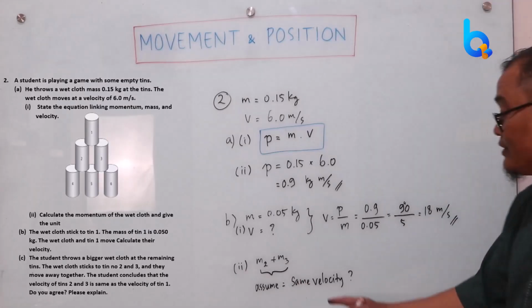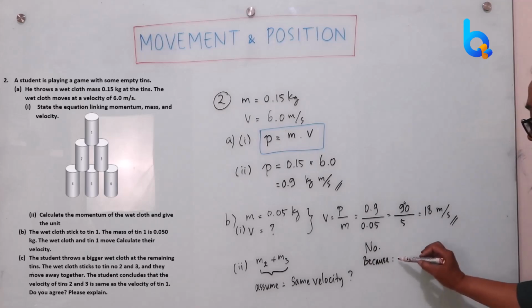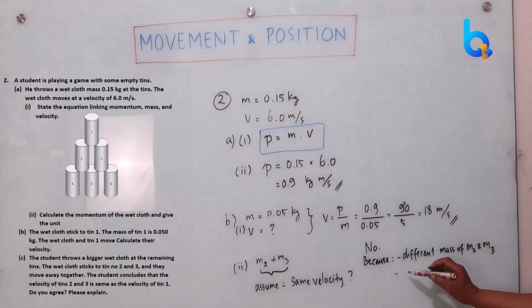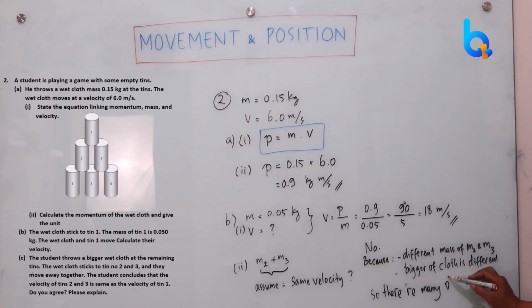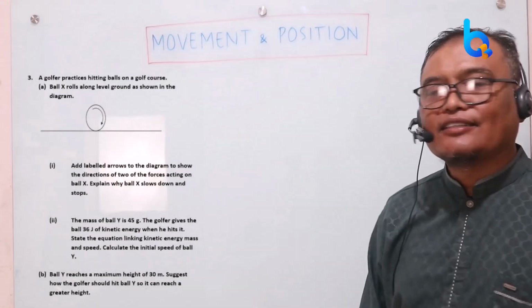Do we agree? No. The answer is no. Why? Because it is a different velocity, different mass of M2 and M3. Then the mass of the cloth is different. So there are many different variables. The velocity is not the same. Okay, we continue to number 3.